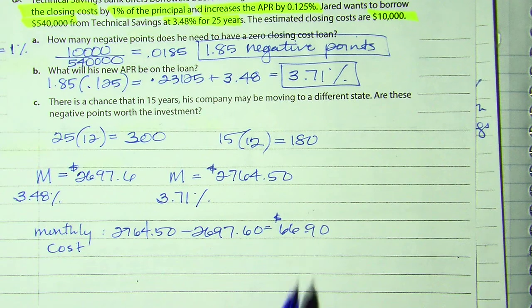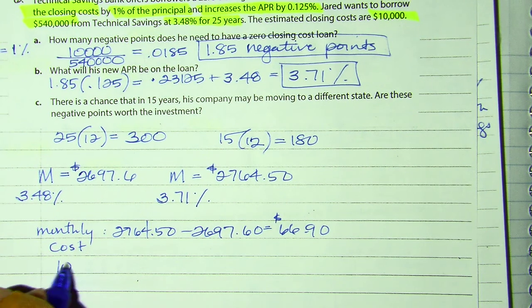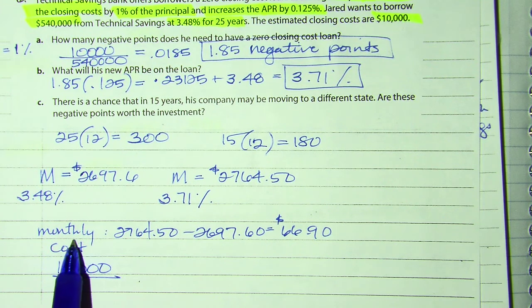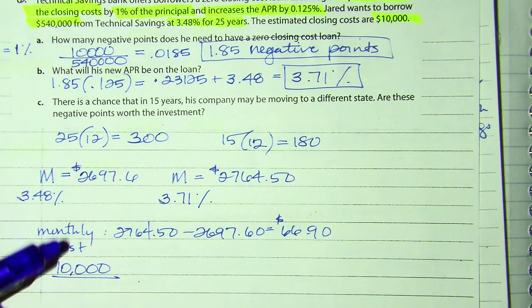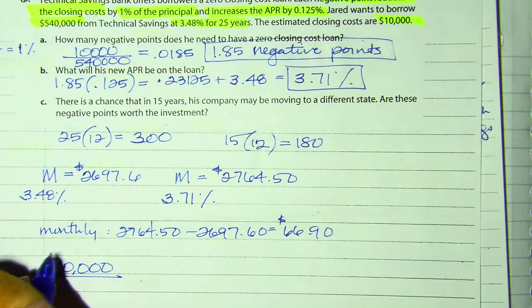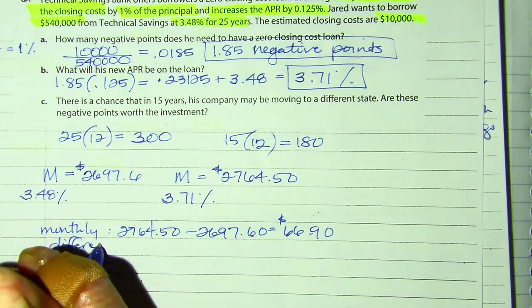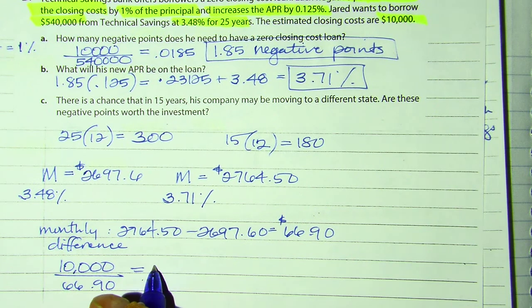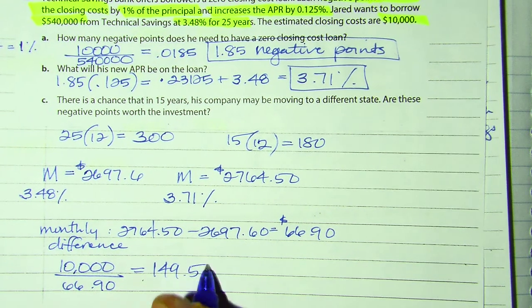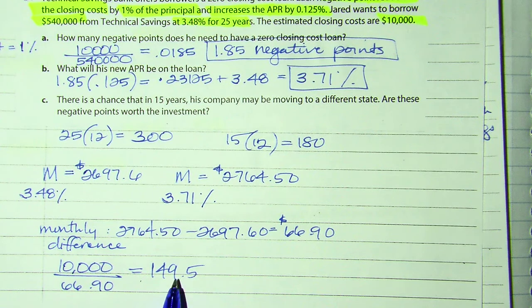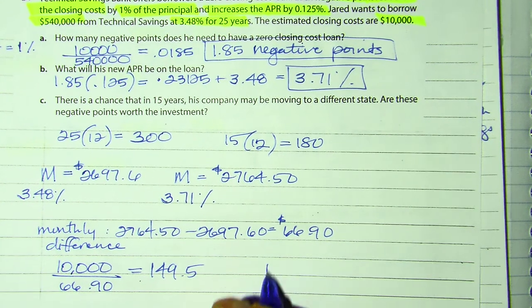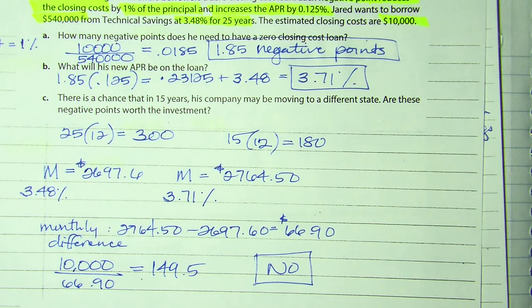Now, where's his break even? Remember, the break even is the cost, and in this case, divided by the monthly difference, not savings. So if I divide that by 66.90, I get that it's going to take him 149.5 months to make it worth it. Now, if he leaves in 180, he barely broke even. So I would say no, it's not worth it to pay more per month.